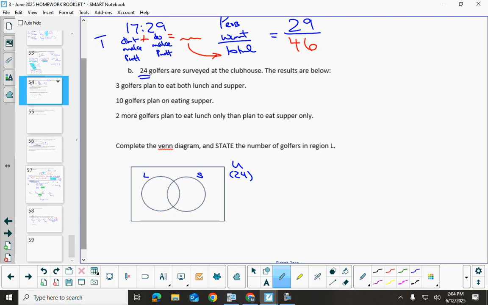So again, when you're doing a Venn diagram, we always start in the overlap. The overlap is the and. So 3 golfers plan to eat both lunch and supper. So that is that number right there. This number right here, 10 golfers planning on eating supper, that is the total for the entire circle. But we already have the number 3 there. So if 10 is the total for the whole circle, that must mean then that 7 is there.